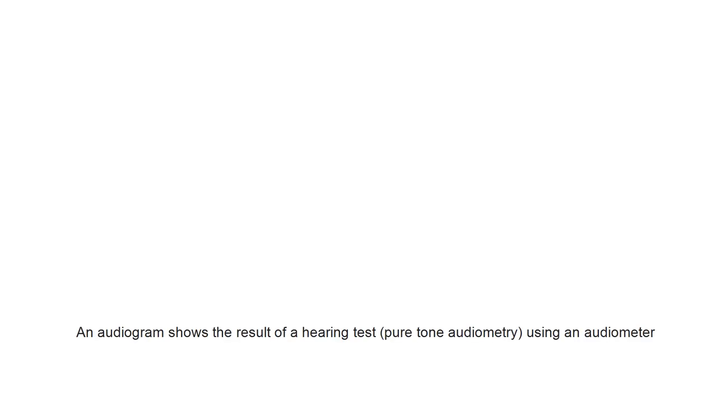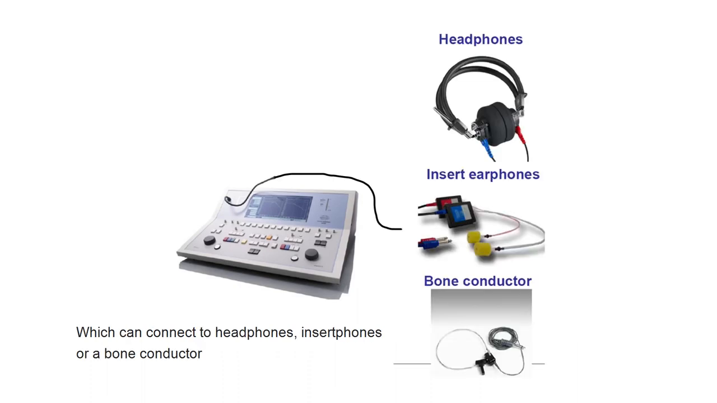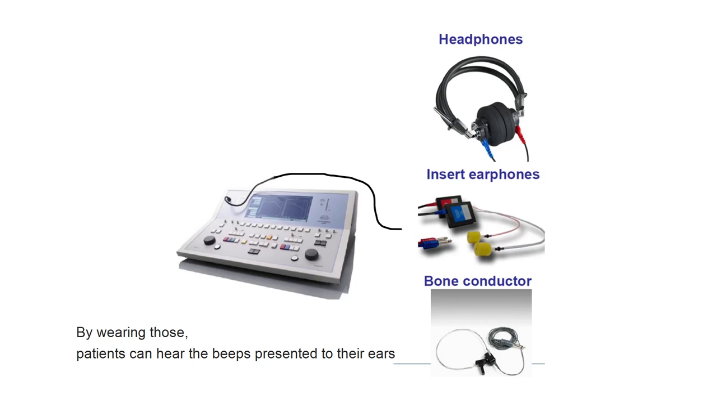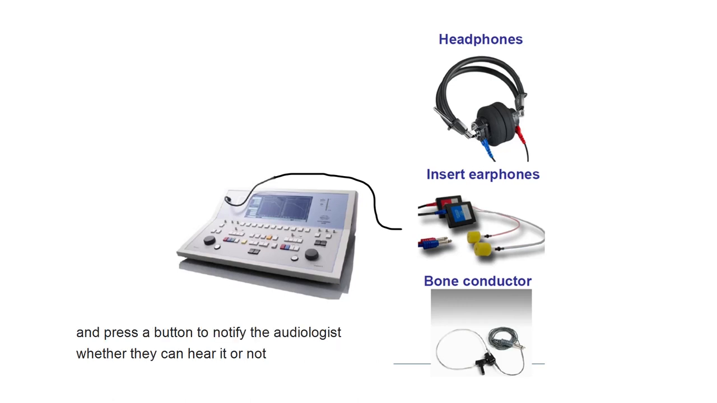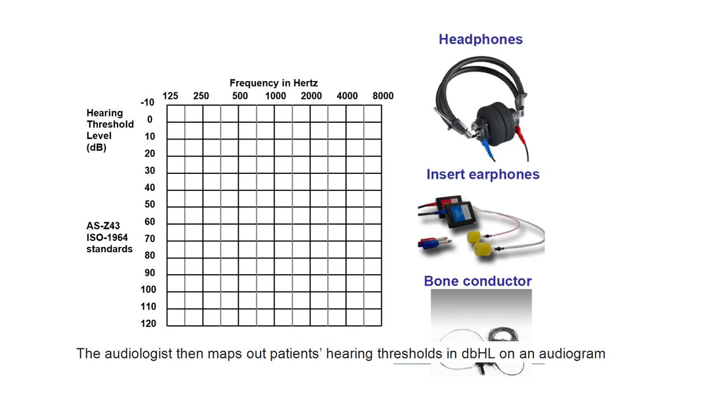Ready, go! An audiogram shows the result of a hearing test built on audiometry using an audiometer, which can connect to headphones, insert phones, or a bone conductor. By wearing those, patients can hear the beeps presented to their ears and press a button to notify the audiologist whether they can hear it or not. The audiologist then maps out the patient's hearing thresholds in dBHL on an audiogram.